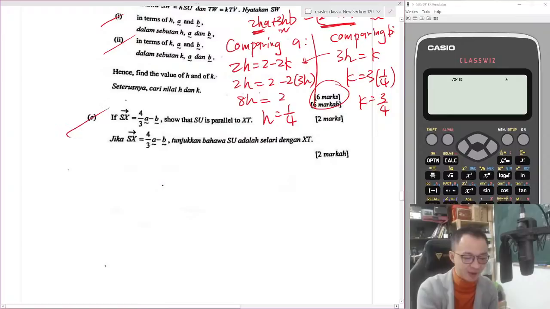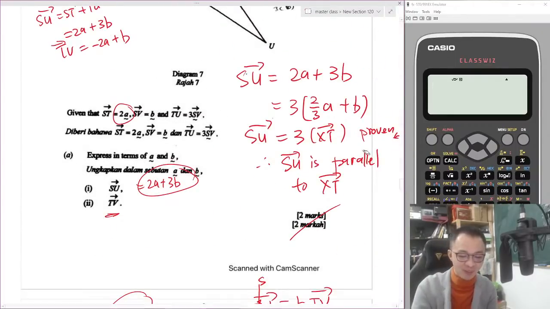Alright, so I'm done with these 2 marks. This is how I show they are parallel. So here I shouldn't write proven. I will just write shown.